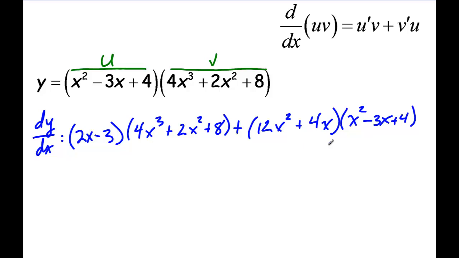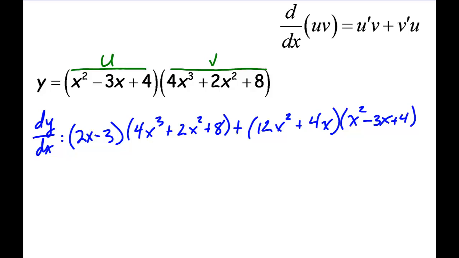Okay? And that's really all there is to the product rule. We'll see a lot of applications of it this year, and we'll actually be using it quite a bit. So it's important that you just learn the rule, learn the patterns, and be ready to move on with it.